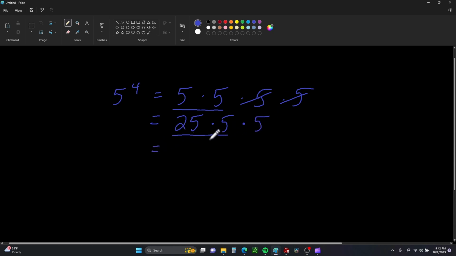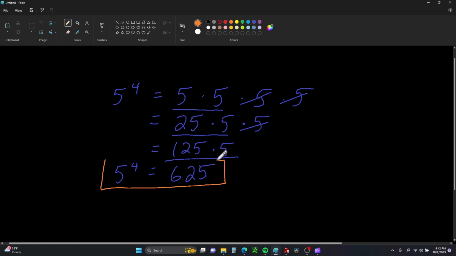Then I do 25 times 5, that's 125. And then I bring down the times 5 that's remaining. And then I do 125 times 5, which is 625. Then I bring down this power, the form written as a power, and I'm done. So I just box my answer.